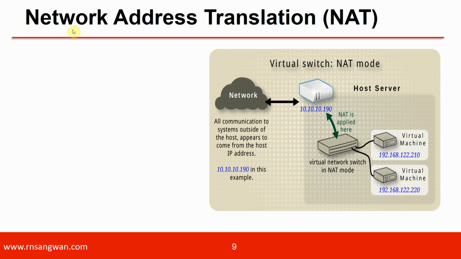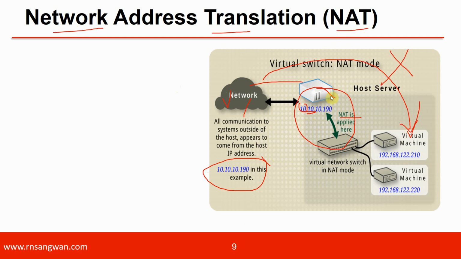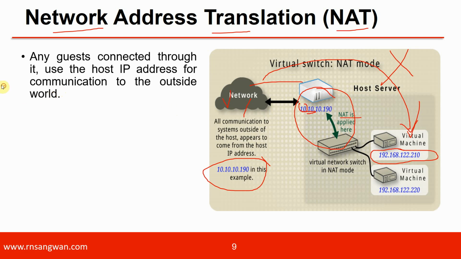We have two kinds of switches in our Oracle VirtualBox. One will be used as NAT, that is network address translation. And as I said, the arrangement decides here. If you are using NAT, then these machines can reach out to the cloud using the IP address of the host machine. So this IP address will be visible to the outside world, and hence the outside world cannot reach these machines. That's not possible, because this is a local IP. These machines can interact with the outside world, but the outside world cannot reach them. That is network address translation, which is applied between the physical switch and the virtual switch. Any guest connected through it uses the host IP address for communication to the outside world.